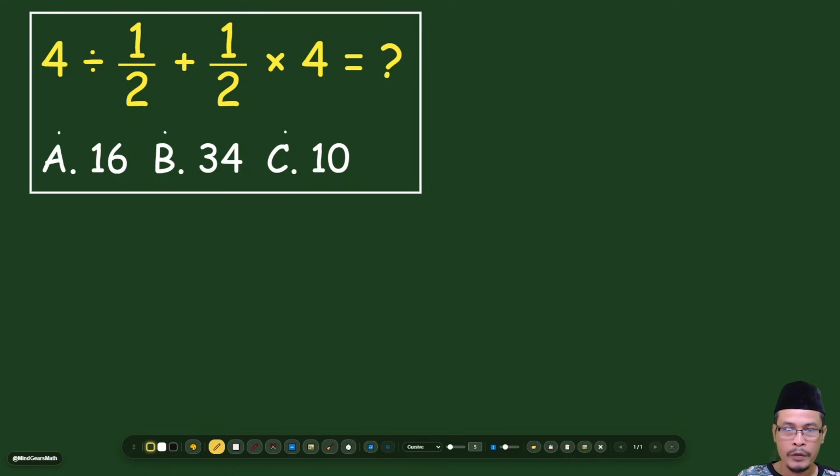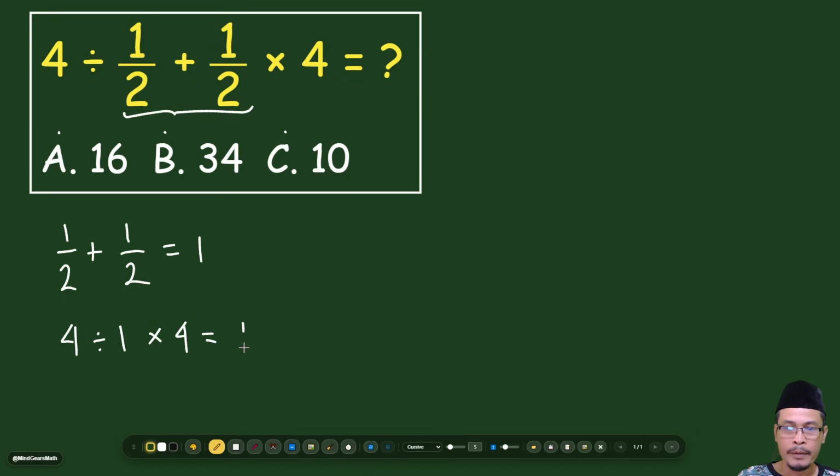Okay, let's solve it now. Maybe some of you solve it this way. Look at those two halves. They look so friendly. So easy to add. So you perform a half plus a half first. A half plus a half is 1. Then 4 divided by 1 is 4. Times 4, 16. But you know this is totally wrong.